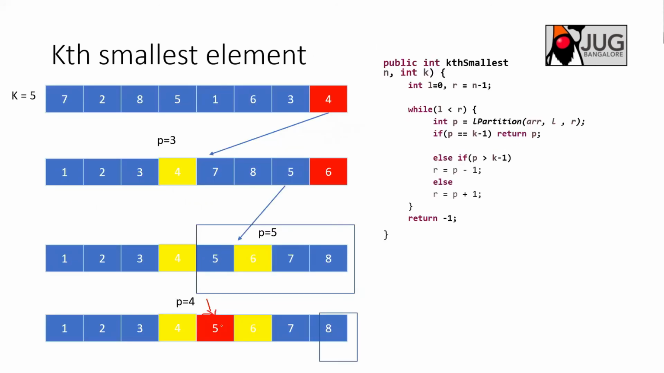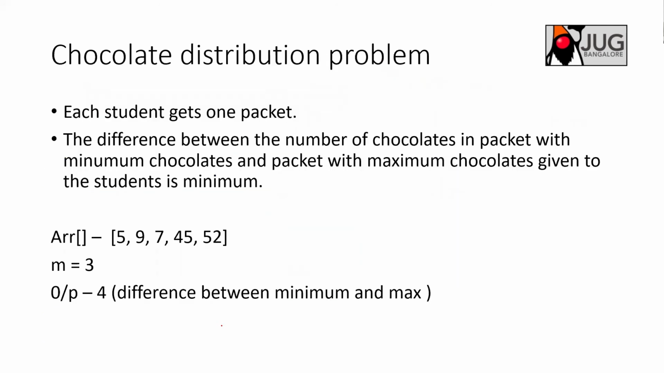Another standard interview question that can be asked is this one, the chocolate distribution problem. Let's assume that you have some set of packets given to you, and you need to distribute the chocolates, and the packets have some number of chocolates. For example, I have 5 packets given to me, and every packet has a different number of chocolates: 5, 9, 7, 45, 52. One more input is given, students. So there are 3 students. I need to distribute the packets to these students. I can distribute only 3 packets because 3 students are there.